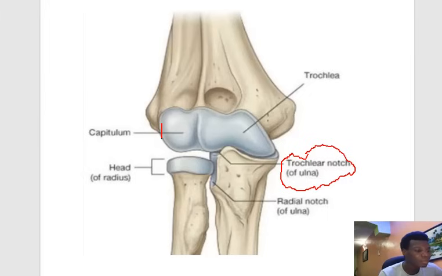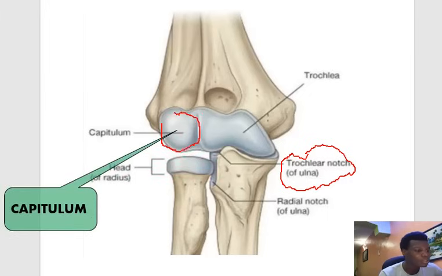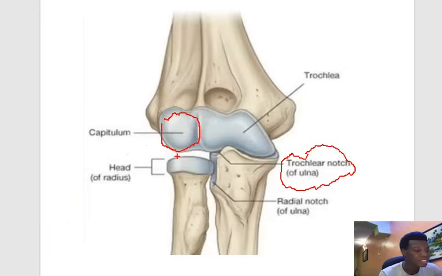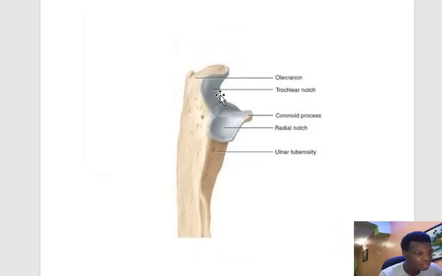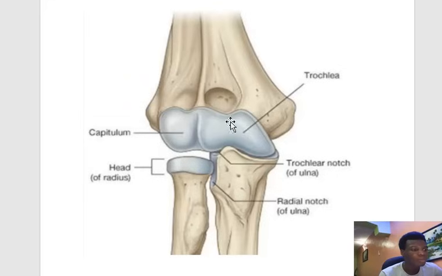Okay, and then laterally we have the capitulum. The capitulum is another structure on the distal end of the humerus. It is associating or inserting to the head of the radius. Okay, so note those structures. Let me show you a picture of the trochlear notch. Alright, so here is the ulna, this is the ulnar bone, and there is this important notch right there. That notch is called the trochlear notch, and that's where the trochlear process or the trochlea of the humerus inserts to.